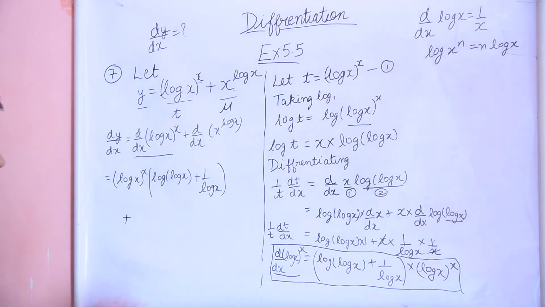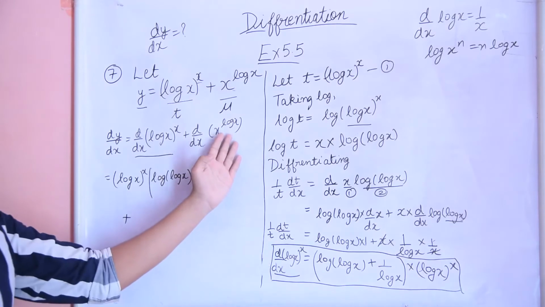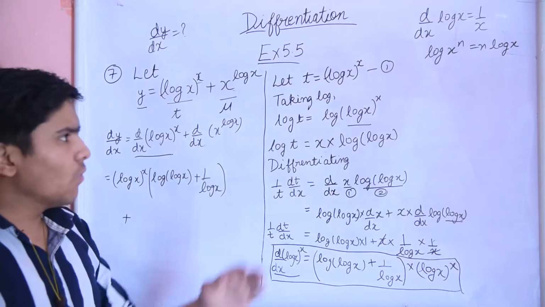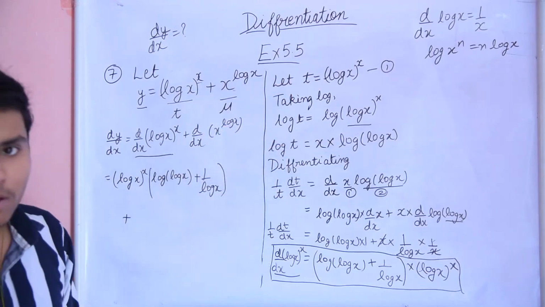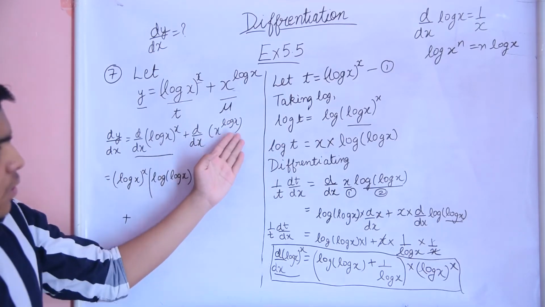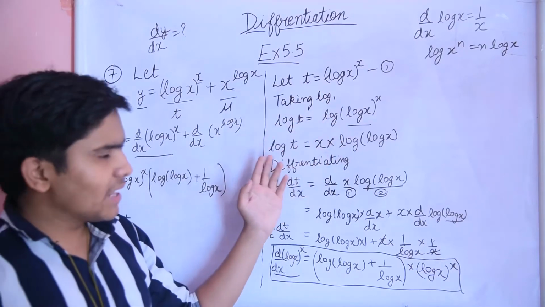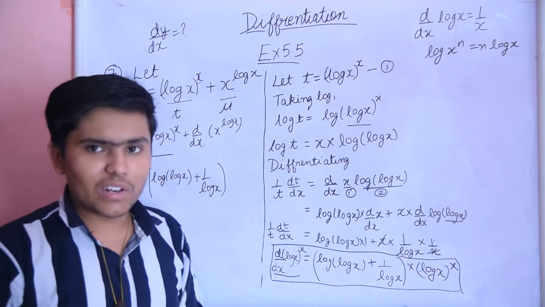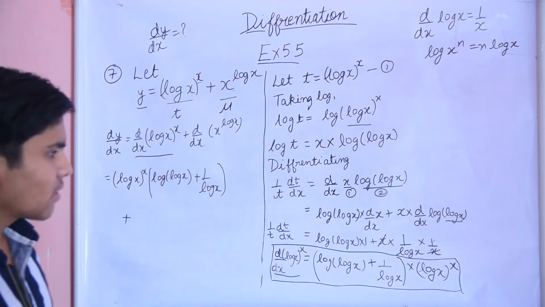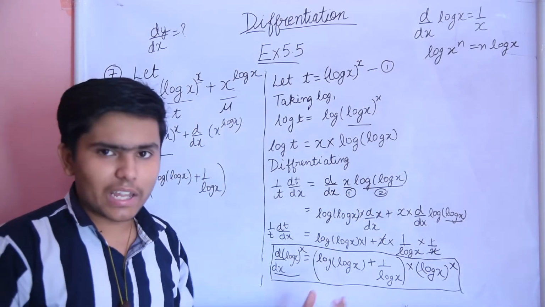And now we have to calculate the differentiation of this term, that is x^(log x). So we would follow the same steps that we have followed here. First we will take log on both sides, like there we have taken log, and then simplify this term, and then simply perform the differentiation operation. And after applying the product rule, we would get the answer like this.